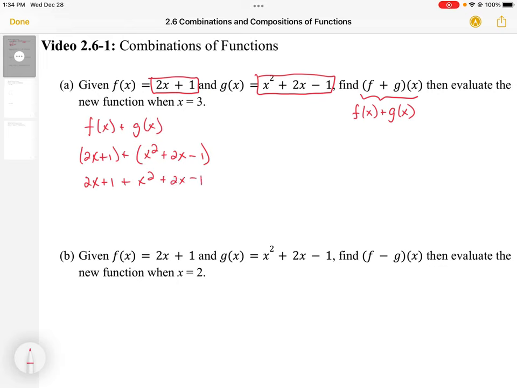And now I'm just going to combine like terms. So we have an x squared, we have 2x plus 2x, that gives us 4x. And then we have 1 minus 1, those just cancel out. And we're left with the function x squared plus 4x.